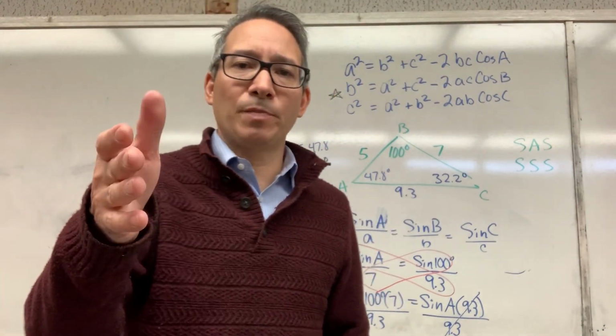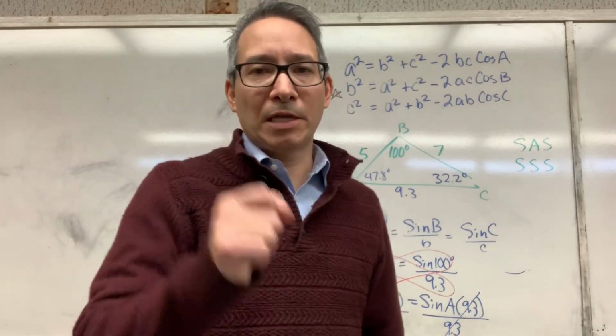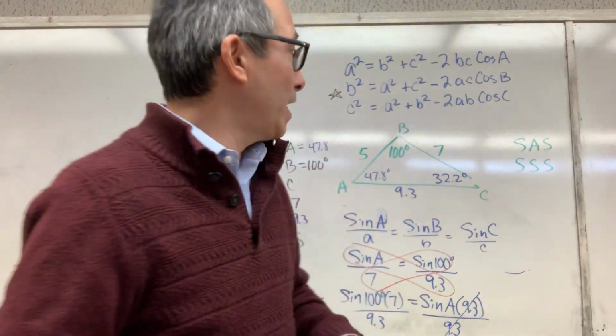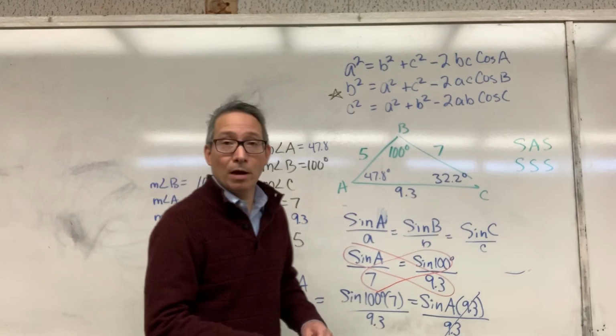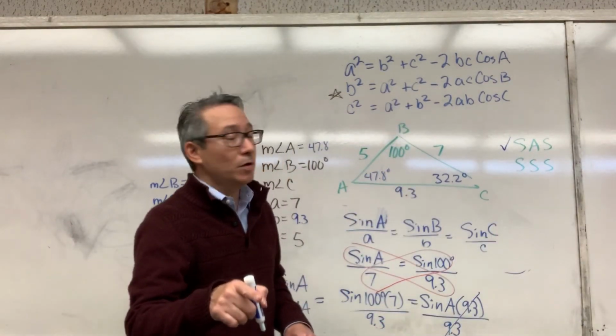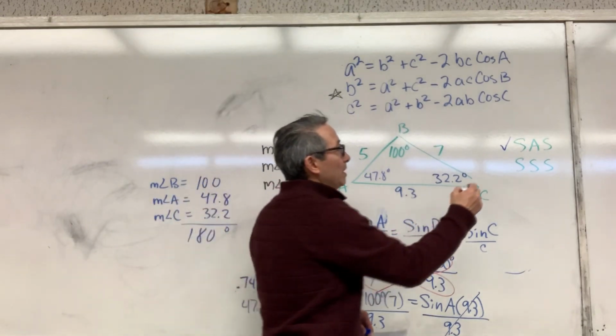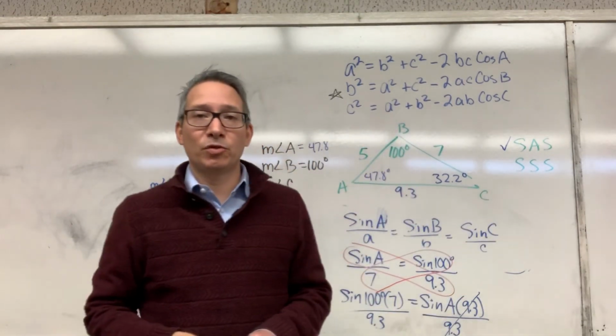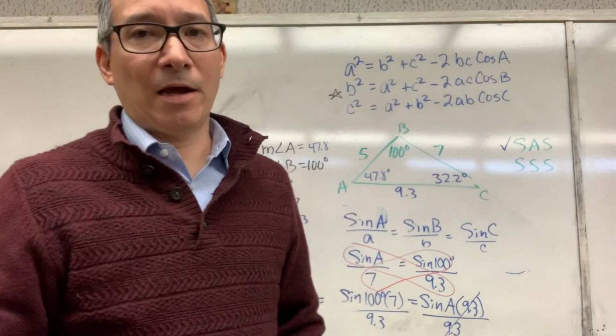Would you like to try another example by yourself or together? Well, why don't we hit the pause button so we can do another example together. You want to guess what kind of example we're going to be using? Well, we used side angle side. In the next video, we're going to do one where we're given side, side, side, and we have to use the law of cosines to find out. So stay tuned.